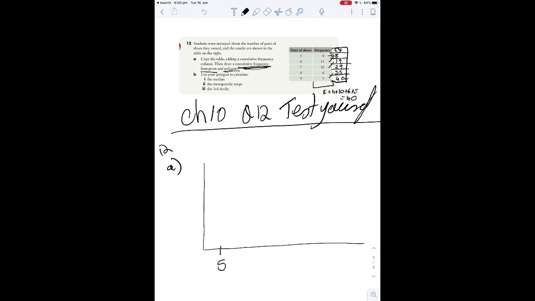So 5, 6, 7, 8, 9. Now, obviously in the test, you will make sure these spaces are evened out. Okay. So say between 5 and 6, 1 centimeter each, or 2 centimeters each. It just needs to look consistent. And you would write here the title, which is pairs of shoes.